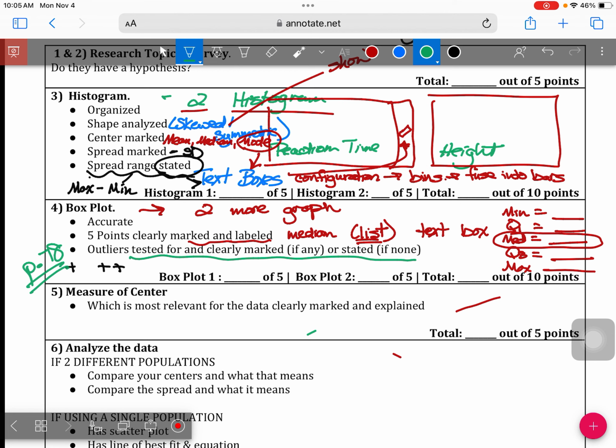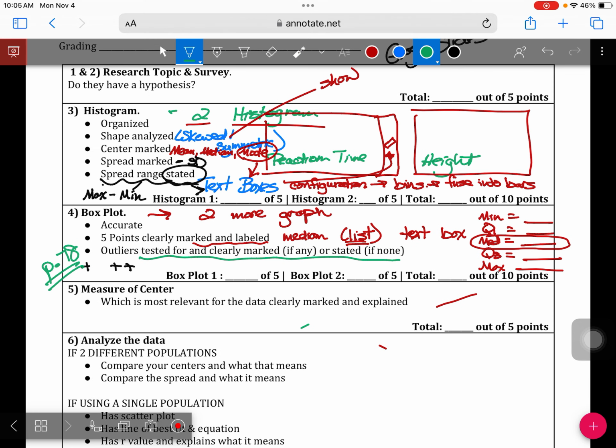So you will have 2 histograms. You will have 2 box plots. Each of those graphs is worth 5 points. Okay? Then measure of center. We already talked about that a little bit. Measures of center are mean, median, or mode.